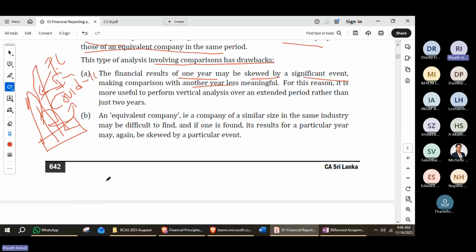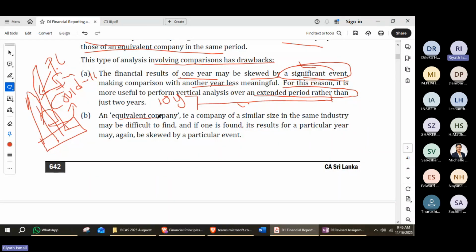For this reason, it's more useful to perform vertical analysis over an extended period of time, not just compare two or three years. So to overcome this kind of significant event, we can take a long view. That's why when you look at the annual report, they give you a summary, at least a 10-year summary, so that you can see the trend of the company. So that is vertical.